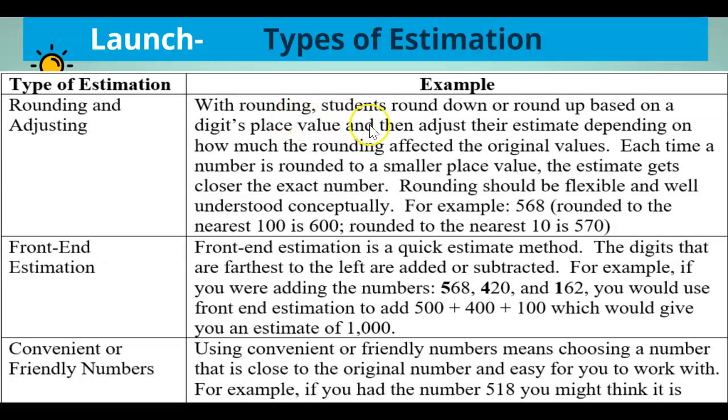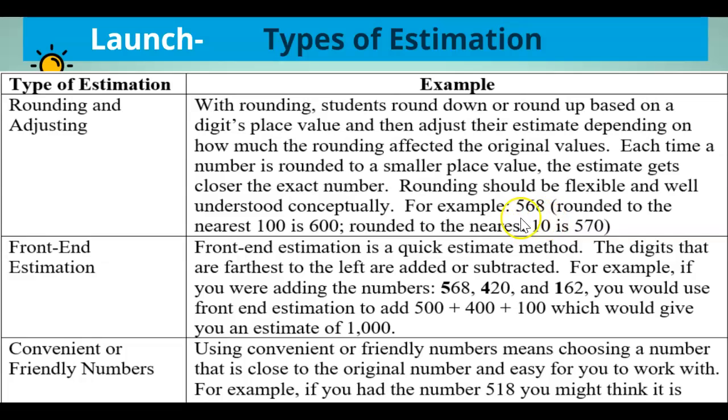With rounding, you'll be able to round down or round up based on a digit's place value. Then adjust that estimate depending on how much the rounding affected the original value. So each time a number is rounded to a smaller place value, the estimate gets closer to the exact number. So with rounding, you have to be flexible.